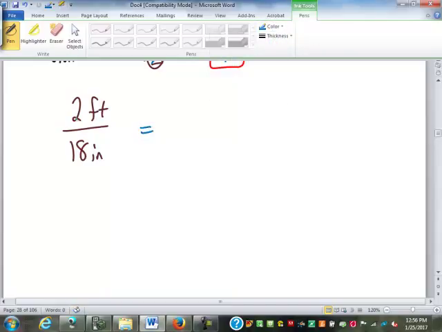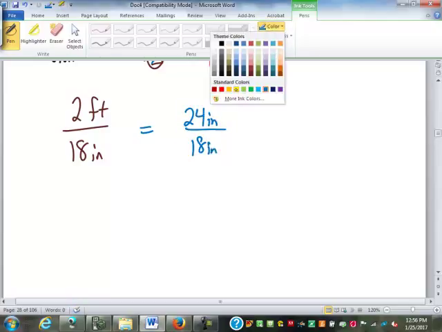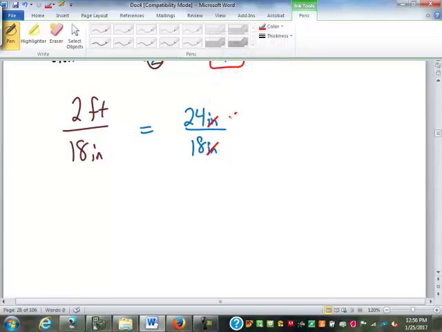Now, fortunately, I can change that. 2 feet can become 24 inches to 18 inches, and now they're the same units. Now I can reduce. Inches will cancel out. Both of those, 24 and 18, can be divided by 6 to give me a 4-to-3 ratio. Now, here again is another difference between a ratio and fraction. If that were a fraction, I'd make it a mixed number, 1 1/3. As a ratio, 1 1/3 makes no sense. It is 4-to-3.